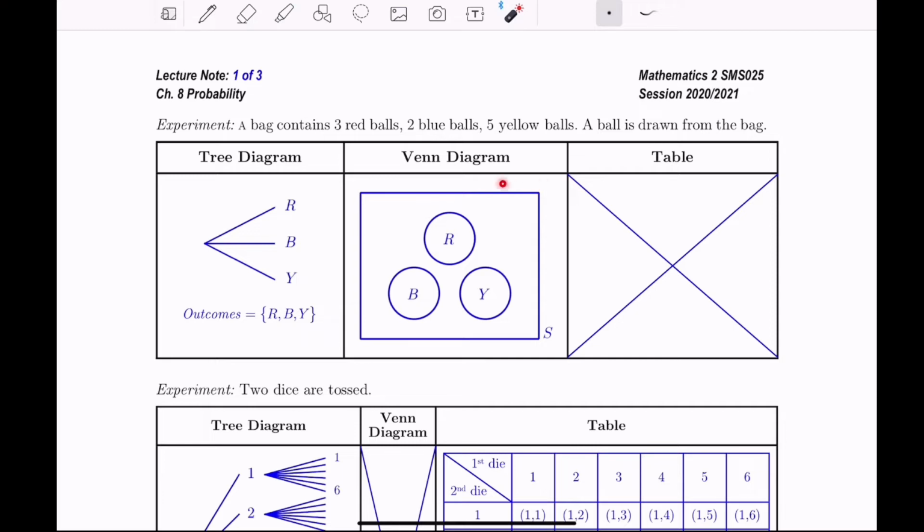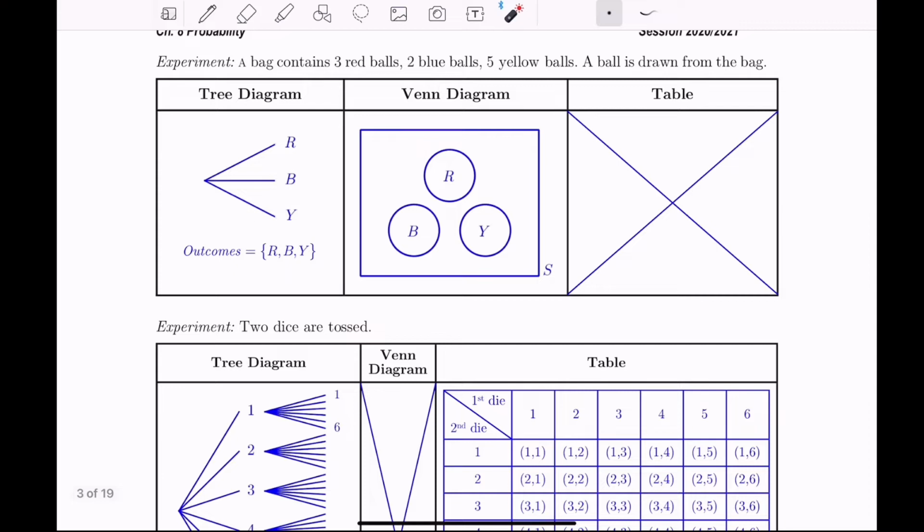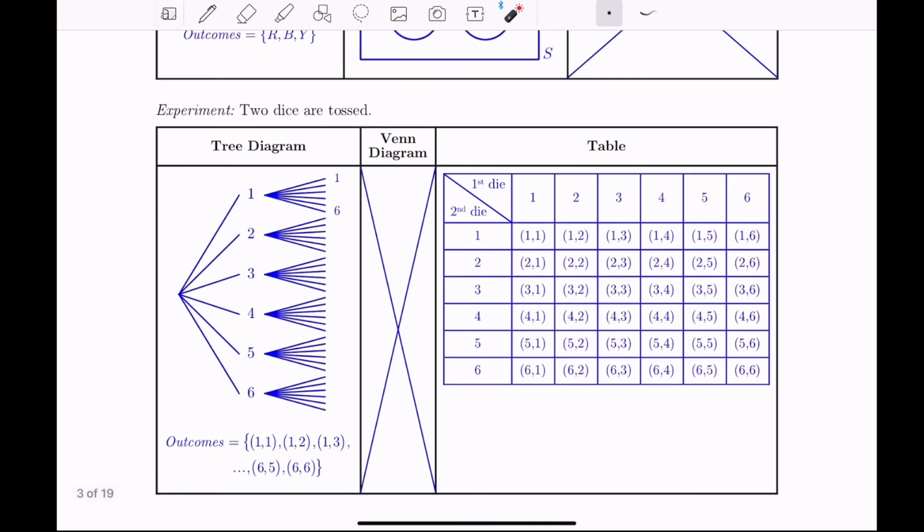Alright, to illustrate using a Venn diagram, we draw the sample space. Inside the sample space, we have 3 possible outcomes, either the red balls, the blue balls, or the yellow balls. Okay, there are no other colors. So that's why there is nothing outside the 3 circles. And we can't use a table to illustrate the experiment since, like I said just now, we don't have two different categories.